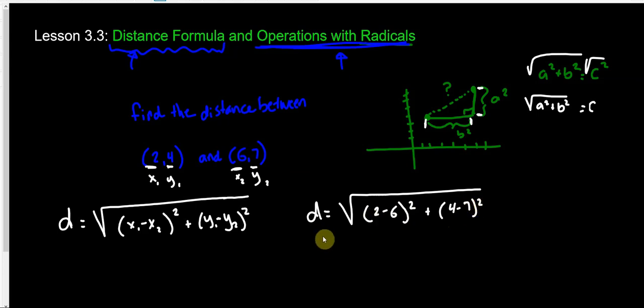You could put this in a calculator now, but I think we can easily handle this by hand. 2 minus 6 is negative 4. Negative 4 squared is 16.